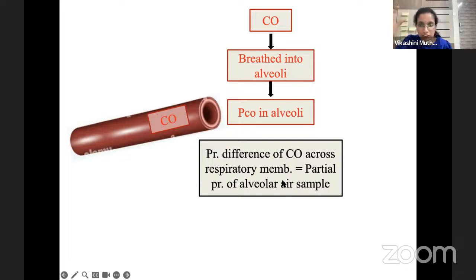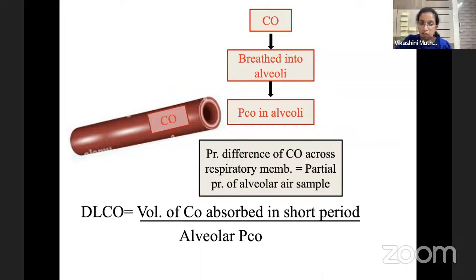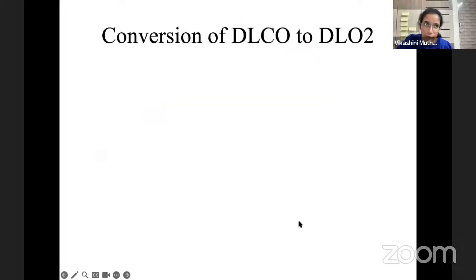Got it? So the pressure difference of the carbon monoxide across the respiratory membrane is actually equal to the partial pressure of the alveolar sample. And from all those things, you have a formula to calculate this carbon monoxide diffusing lung capacity, which is the volume of carbon monoxide that has been absorbed in a short period divided by the alveolar partial pressure of carbon monoxide. So you know that these both are equal. So you apply it in this formula and you get some value. That's it. So this has been done in a normal patient.